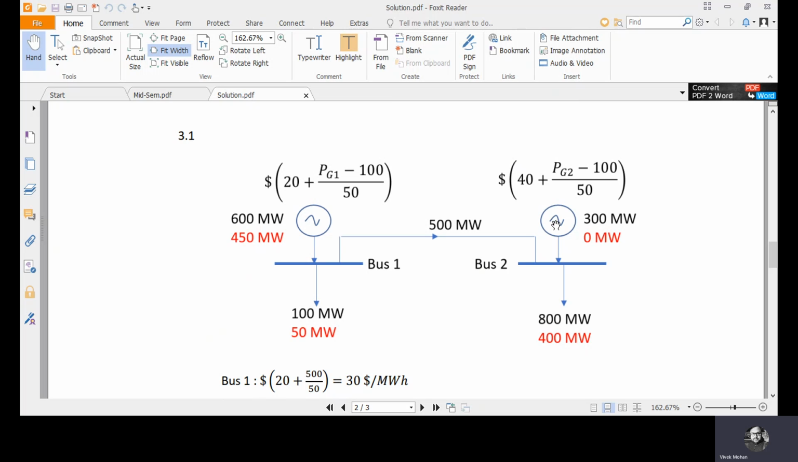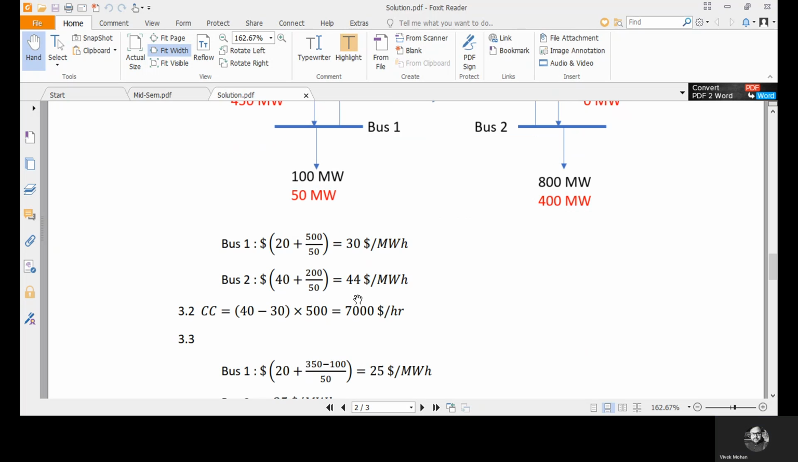Now to find the congestion charge, the line has already hit the limit. For any increase in line flow, there is congestion, so there must be a congestion charge. To find the congestion charge, you need to take the difference between the LMPs times the actual flow, right?